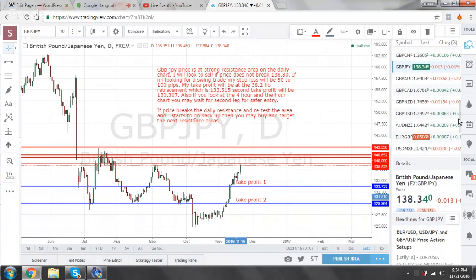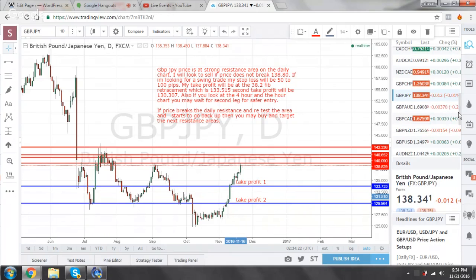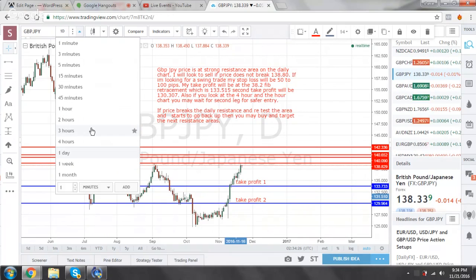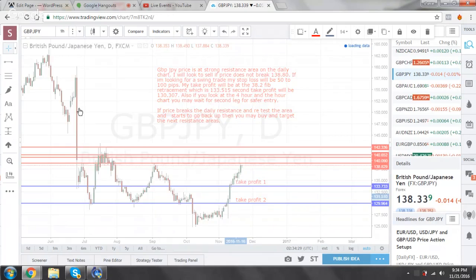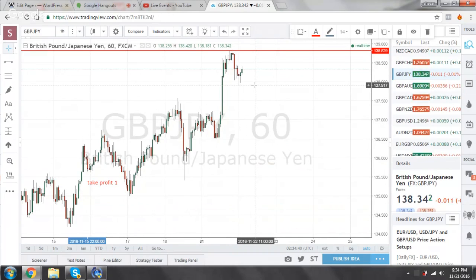Let's look at some pairs for the rest of this week. We already talked about GBP/JPY. I'm looking to trade this during the London session. I'm looking for the second leg. If it doesn't break, then I'm going to sell, and I will be up to give that signal. At least, that's my plan.